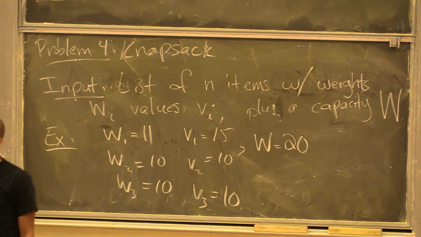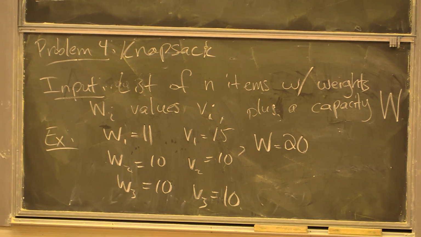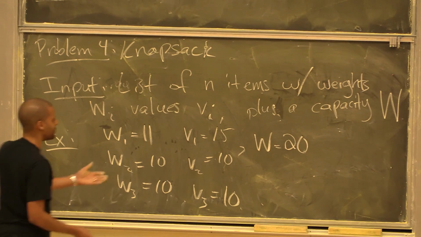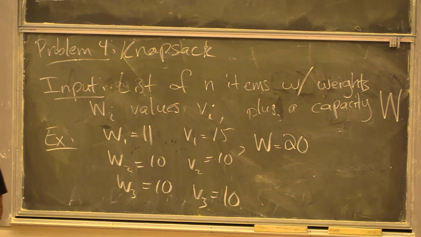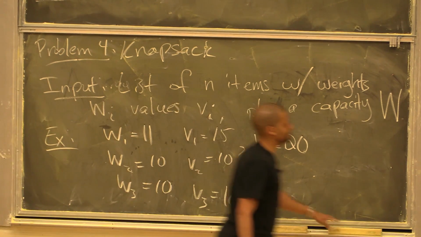You can actually prove that the greedy algorithm always comes within a factor of 2 of the best value you can get. Okay? Notice that 15 is within a factor of 2 of 20. But we're not going to talk about that today. We're going to try to come up with an exact algorithm that gets the right answer. And we're going to do it using dynamic programming, of course. Okay? So let's do it.